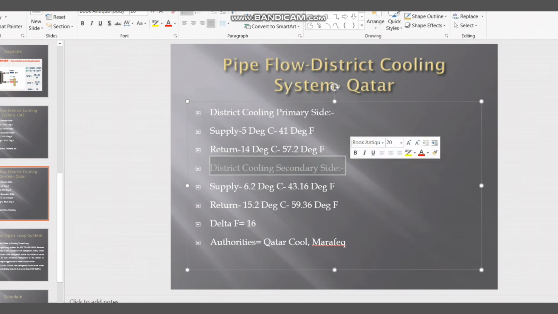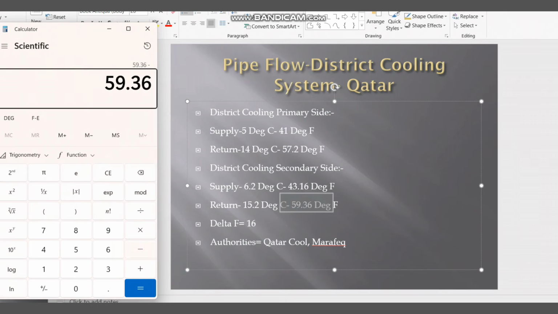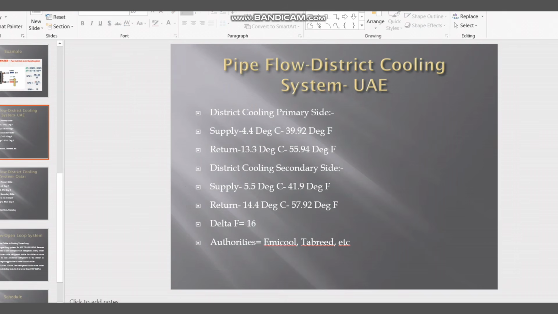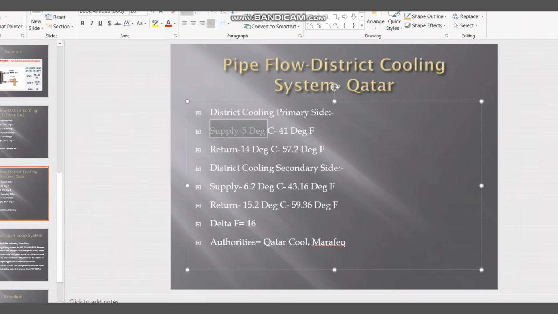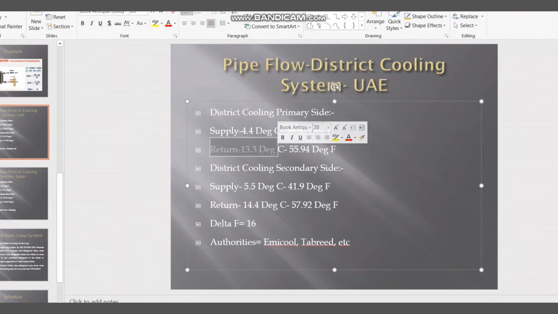And on the distributed secondary side, it will be 6.2 and 15.2. So in degrees Fahrenheit, that is 43.16 and 59.36. If you subtract both, 59.36 minus 43.16, you will get the delta T of 16.2, about 16. Similarly, if you go to UAE, for example Emicool, the district cooling primary side is 4.4 and 13.3. So earlier how much was it in Qatar? 5 and 14 degrees Celsius. But if you see the delta T, it is the same for both, only the temperature is different. Here it is 4.4, 13.3 in the district cooling primary side.